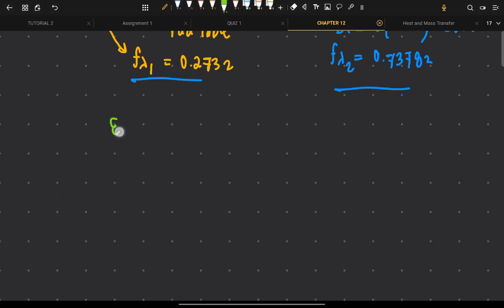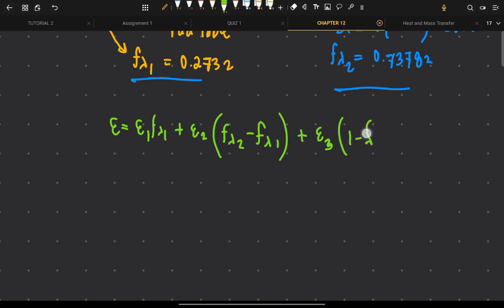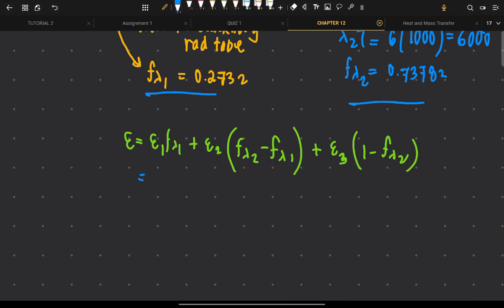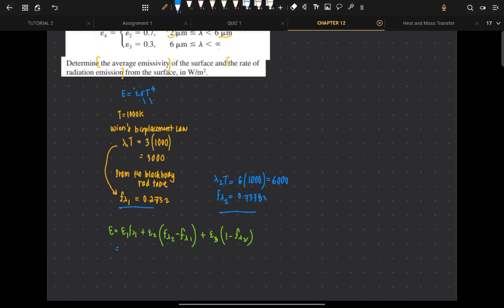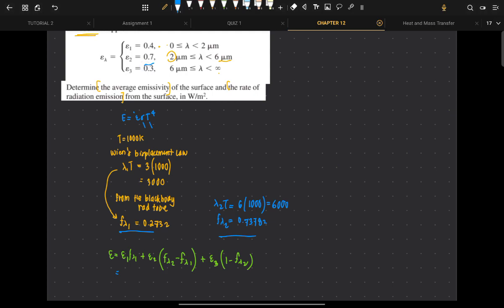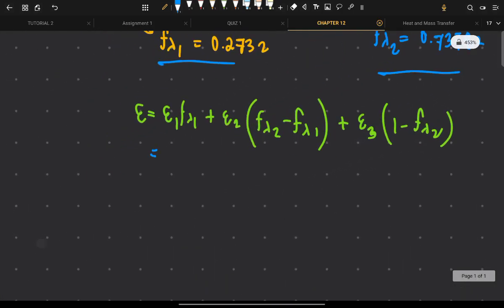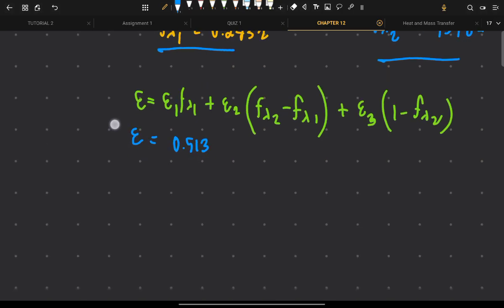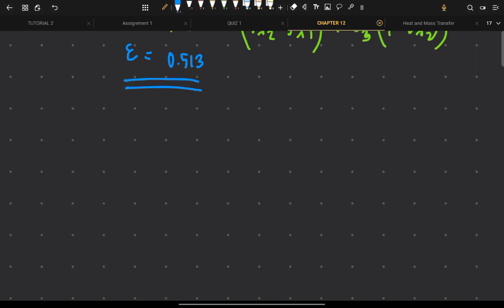And then we continue to get the average emissivity, which is the equation: emissivity equals epsilon 1 F lambda 1 plus epsilon 2 times F lambda 2 minus F lambda 1 plus epsilon 3 times 1 minus F lambda 2. Okay, so we just substitute from here: 0.4 times 0.2732 plus 0.7 times 0.73782 minus 0.2732 plus 0.3 times 1 minus 0.73782. And then we get the answer, which is 0.513 for the epsilon. So we already got the average emissivity of the surface.